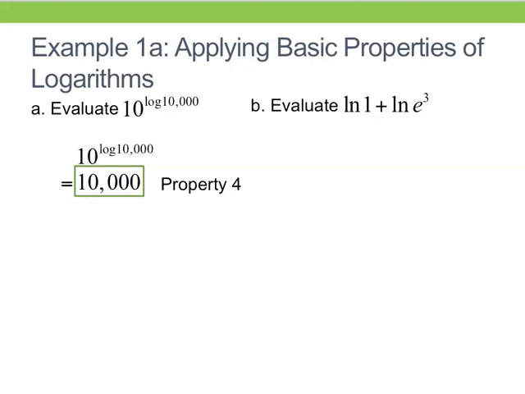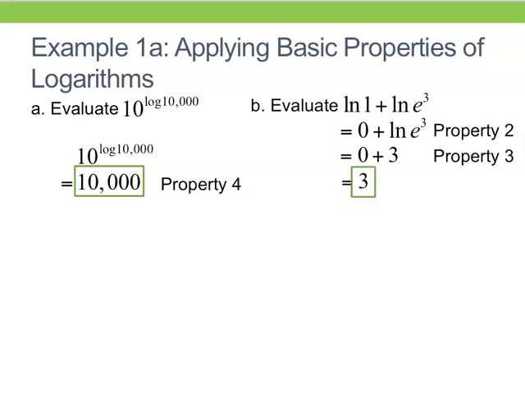Okay, the next one, we have evaluate ln of 1 plus ln of e to the third. So right away we see ln of 1, we should automatically think, okay, log of 1 is always equal to 0. So that's the second property that we apply there. Ln of e to the third. So here, we have ln, which has a base of e, and we're taking ln of something that has a base of e, so e to the third. Since those match up, we know this is simply equal to 3 by the third property. So now this is simply 0 plus 3, which is equal to 3.